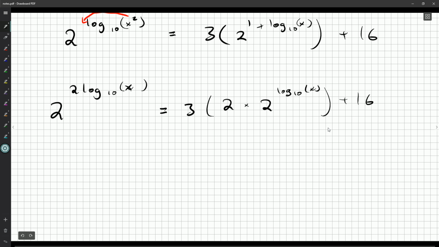Because now what can we do? Well, there's a rule that says if you got a to the power of a product, you can rewrite that as a power of a power. So I'm going to bring this 2 here outside everything.